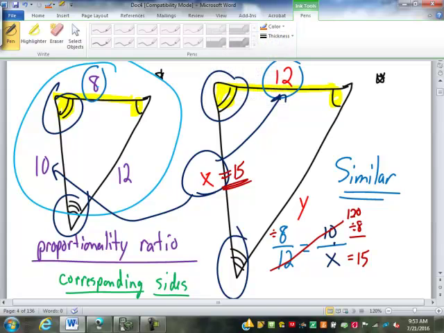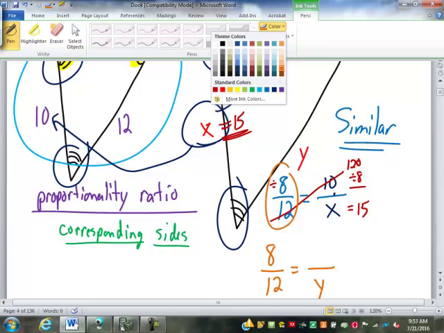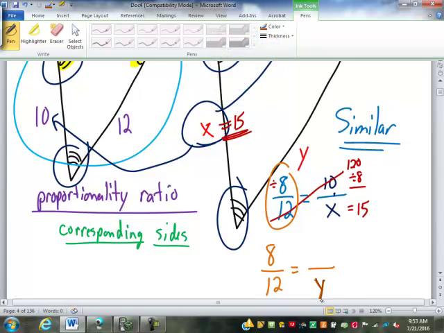So now how do we find y? Well, we use that same ratio, 8 to 12. Now we got to put in y. Where's y going to go? Still on bottom. What goes above the y? 12 is the corresponding side from the other triangle.